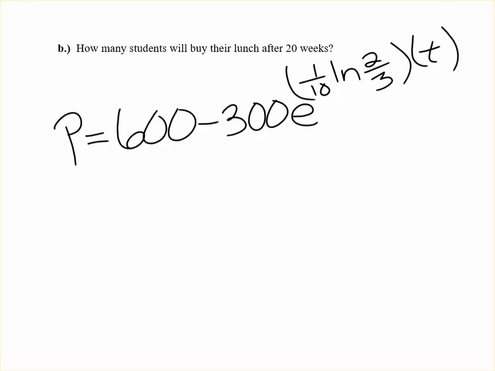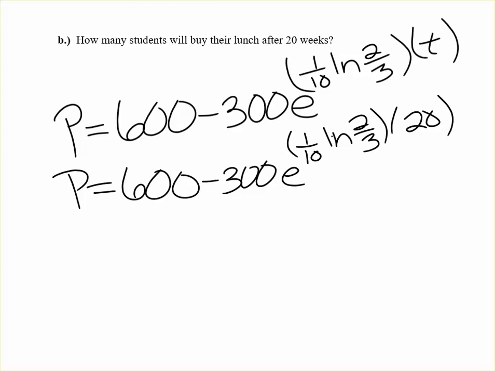T is our time at 20 weeks. So P will equal 600 minus 300e to the 1/10 times the natural log of 2/3 times 20 power. Now for some people, again, putting this in their calculator can actually be challenging. I have seen many students who have this correct equation and then have issues evaluating it on their calculator. So let's look at how I would do that together.